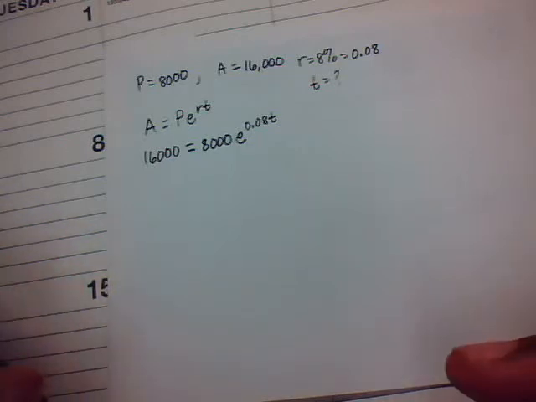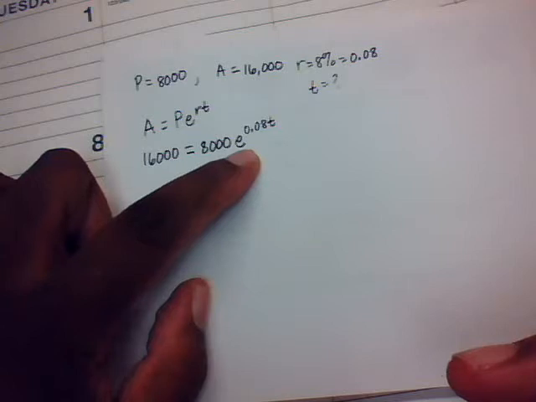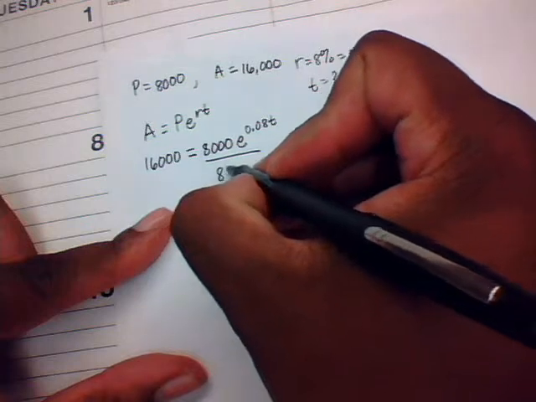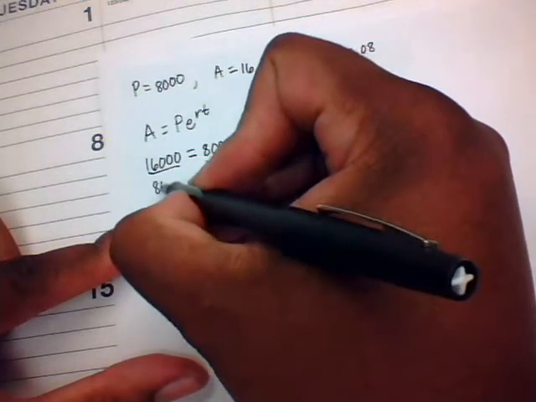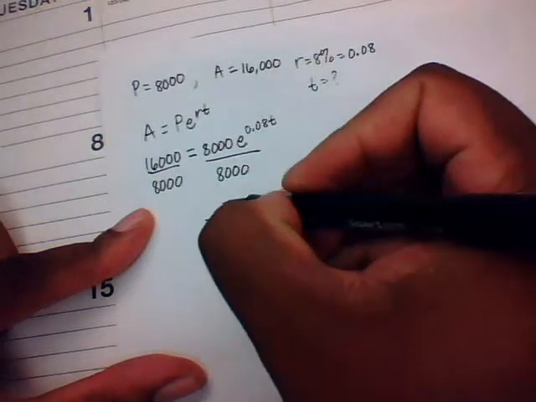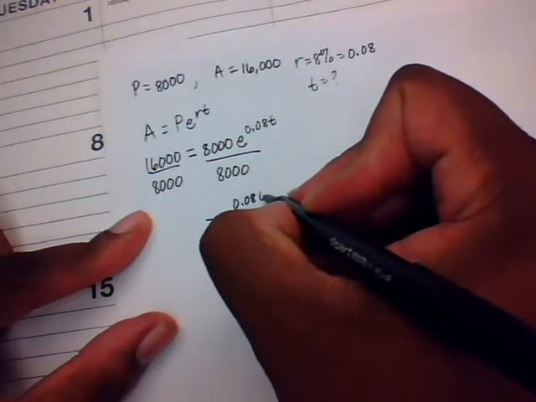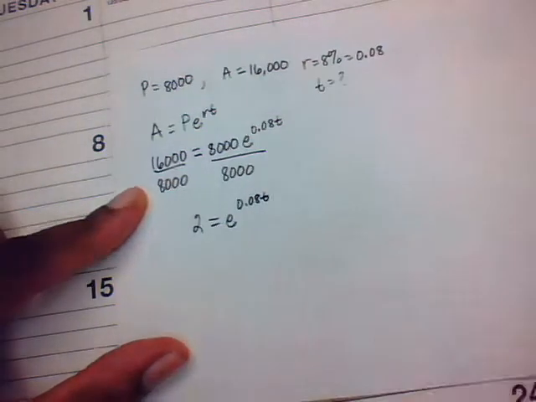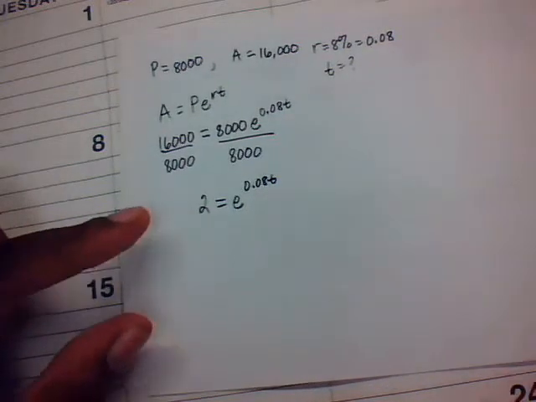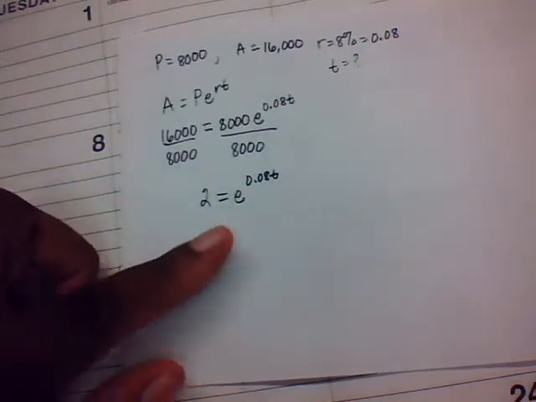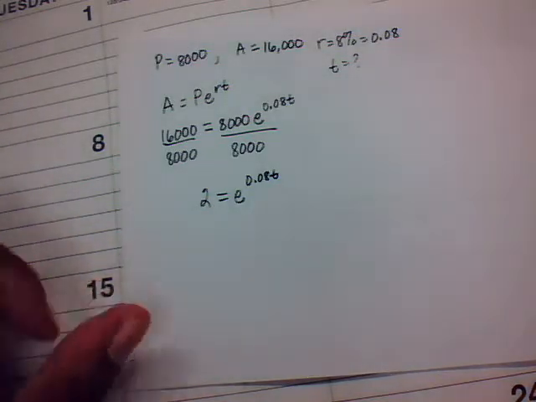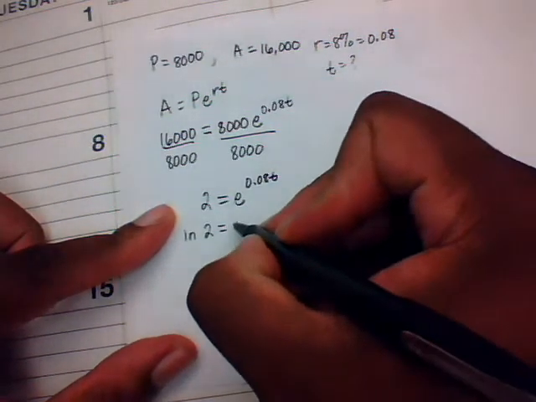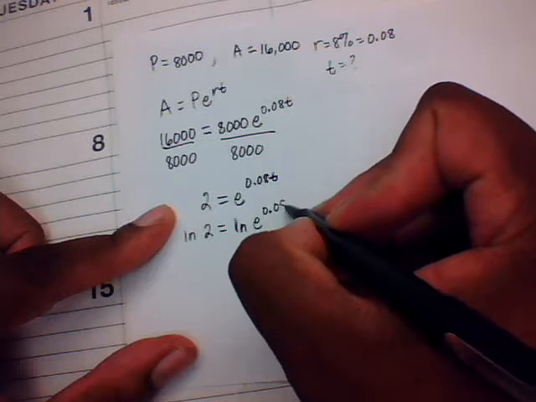And of course, this is an exponential equation, so we need to get the e to the 0.08t by itself. It's being multiplied by 8,000, so we need to divide both sides by 8,000. So we're going to have e to the 0.08t equal to 16,000 divided by 8,000, which is going to give us 2. Now since e and ln are inverses of each other, we'll take the natural logarithm on both sides. So we have ln of 2 is equal to ln of e to the 0.08t.